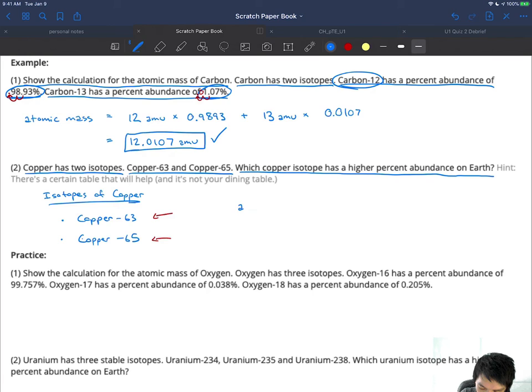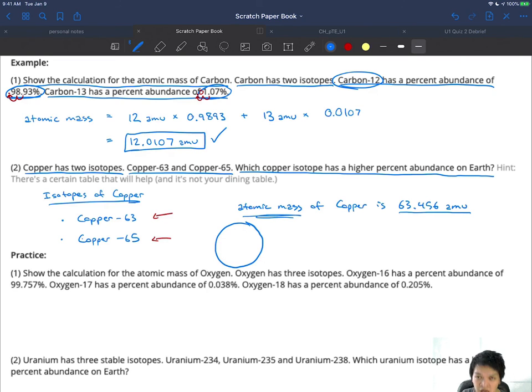So, the atomic mass of copper is 63.546 AMU. Okay, and again, this is the atomic mass of copper, meaning it's a weighted average. It accounts for the percent abundance of all the copper atoms in the world. And if it's 63.5, you can imagine, in a pie graph, which one has a bigger cut? Is it going to be copper 63 or copper 65 if we know that the weighted average is about 63.5?